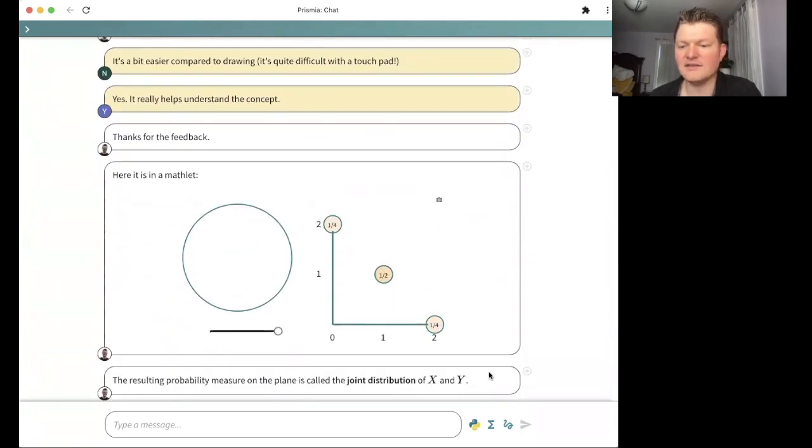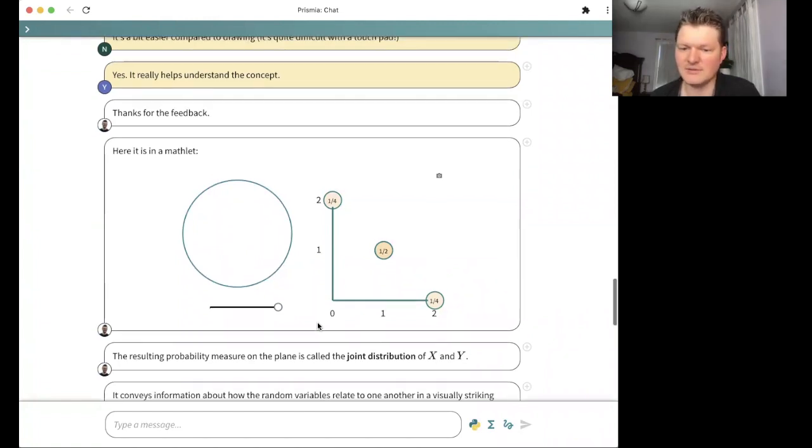Or up here, the fact that they lie on this line, that relationship between the two random variables emerges from plotting the joint distribution. We don't require anything about the random variables in order to be allowed to plot the joint distribution in the first place. So we can do that for any pair of random variables.